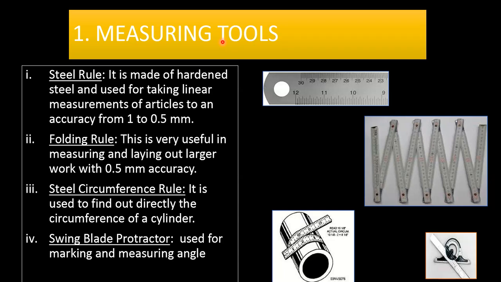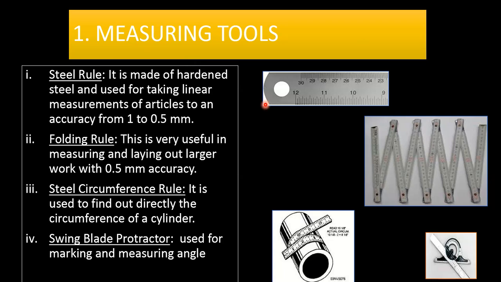For example, we have the raw material which is available in the form of a roll, and I require a 20 by 20 mm sheet or 100 by 100 mm sheet or any random dimension sheet. So how do I cut it? I have to utilize a scale first or a measuring tool such as steel rule, folding rule, steel circumference rule, or swing blade protractor. So these are the common measuring tools which help us to draw a layout on the raw material, and then on the layout we can use the cutting tools to cut out the raw material, which can be later folded or bent into a required product.